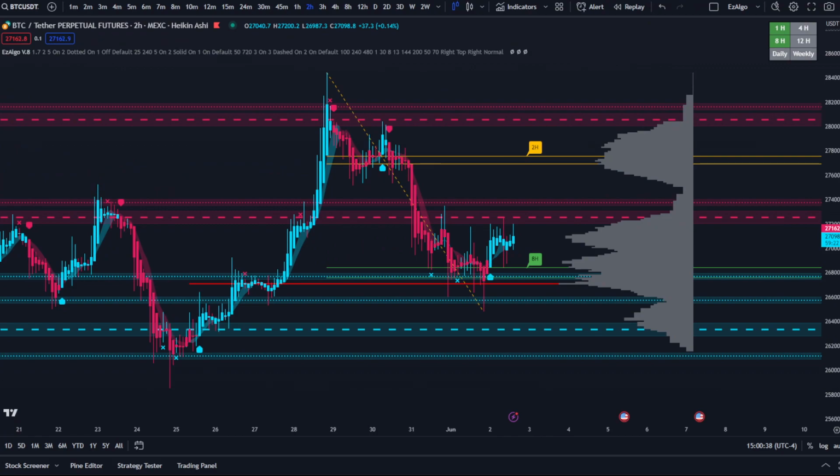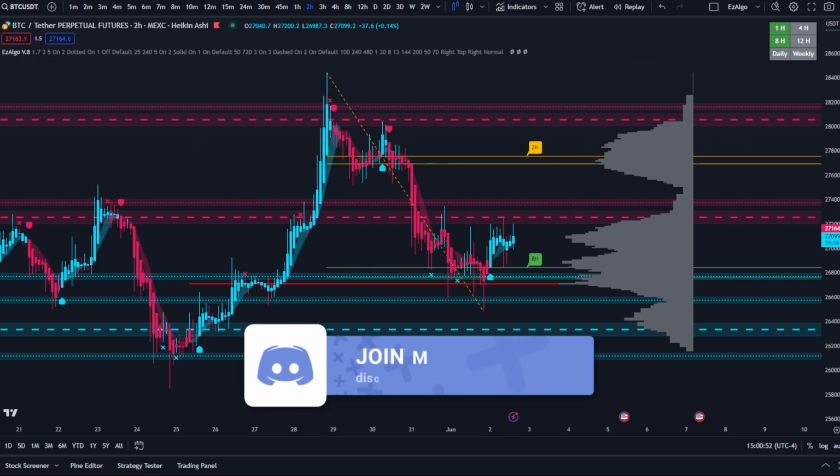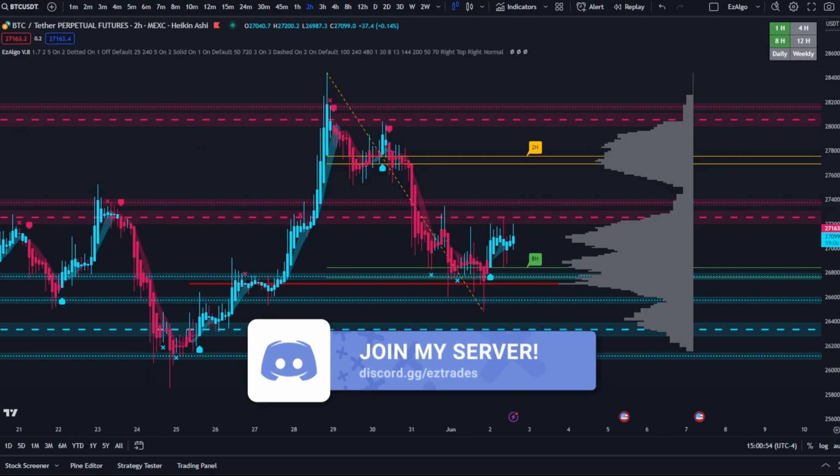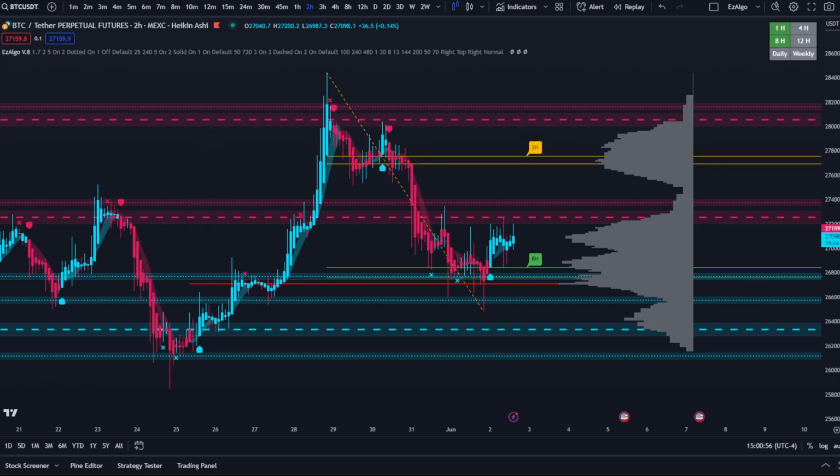Today, I'm going to be talking about how you can use the auto golden pocket, a new feature in EzAlgo V8. Guys, the golden pocket is so powerful. You can use this across any asset, but I find that especially with Bitcoin and Ethereum, price just respects these golden pockets to a T. And this has been one of my major confluences since I've started trading. I'm so glad that we were able to implement this into EzAlgo V8 with a multi-time frame feature.